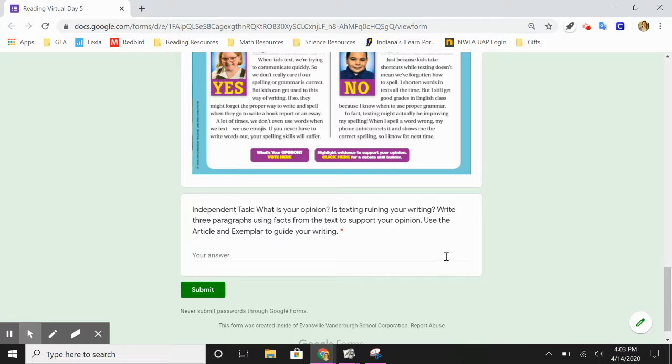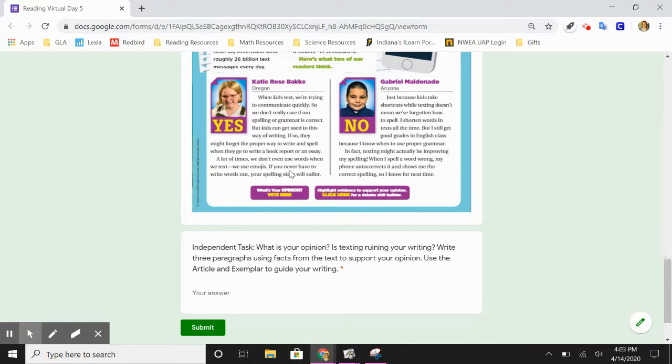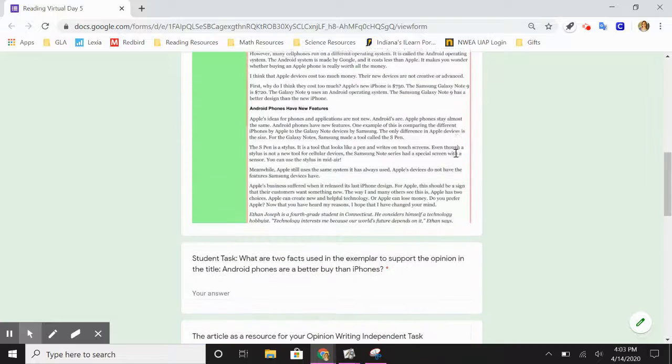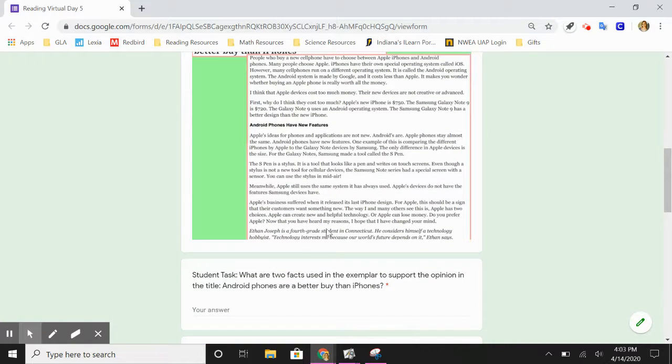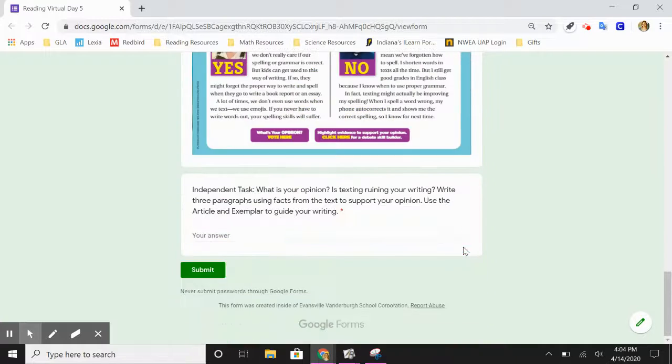I'm not going to grade on a yes or a no and whether your answer is right. I'm going to be looking for those facts that support your opinion. Just like Katie used facts to say yes, it is, and Gabriel used facts to say no, it isn't. Okay? If you need to look at the exemplar to figure out how you might want to set it up, this is a really great example of a 4th grader's writing. Put your answer here, and then you'll click submit here, and we will be ready to move on from fact and opinion next week.